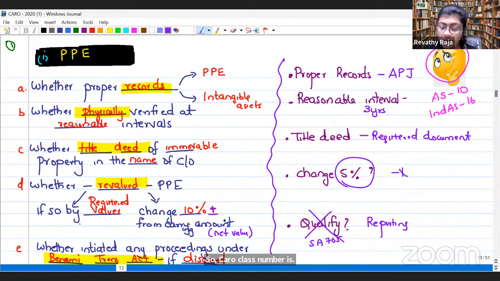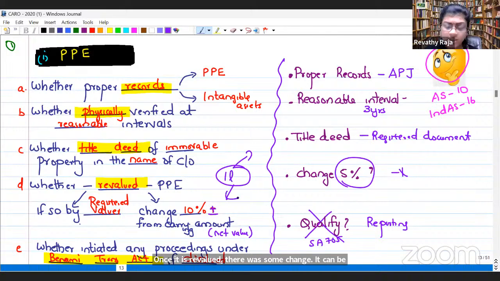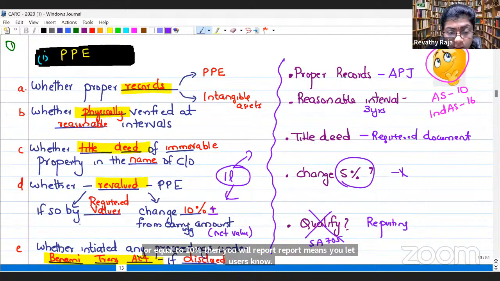Point D. There was a revaluation. Once it is revalued, there was a change; it can be more or less. Say book value is 1 lakh. If there was an increase or decrease of 10% or more, then you will report. Report means you let users know.